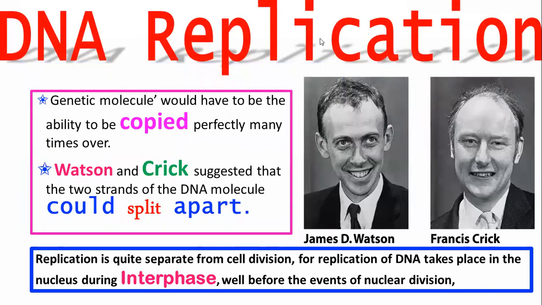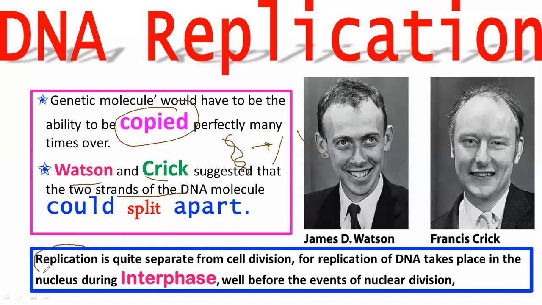But today we are going to start a very important topic of DNA replication. Look at the two important scientists. One was called James D. Watson, and the other is called Francis Crick. They performed an experiment on DNA, and they basically found out the double strandedness of the DNA. They say that the genetic molecule must have been copied many times. And these two scientists, Watson and Crick, suggested that there are two strands of DNA, and they can even split apart as well. So they can basically unwind first, and then they can even split apart.